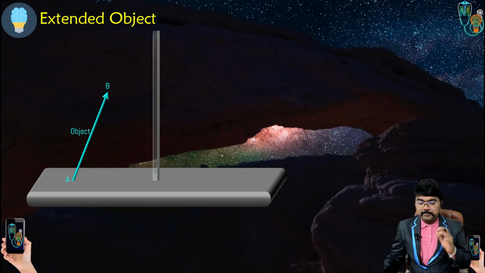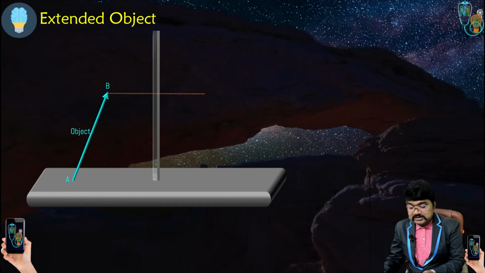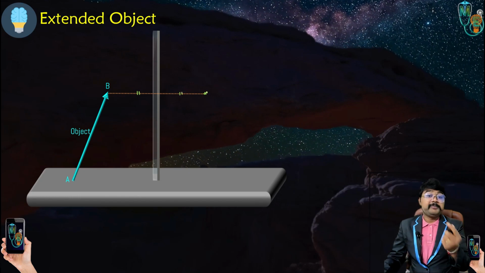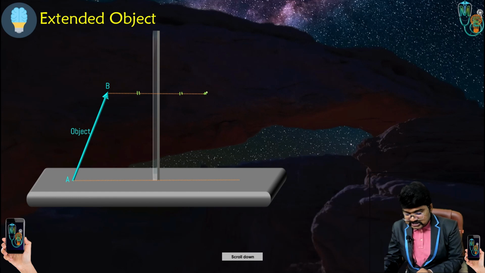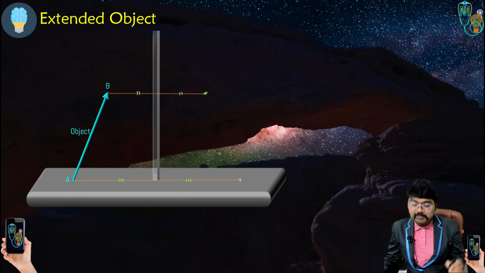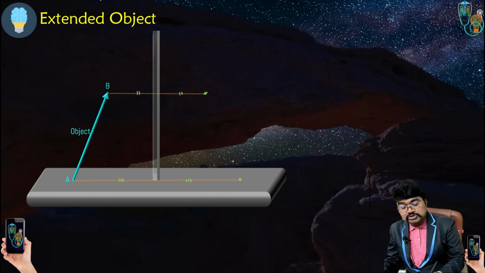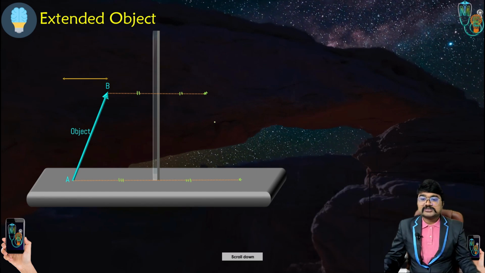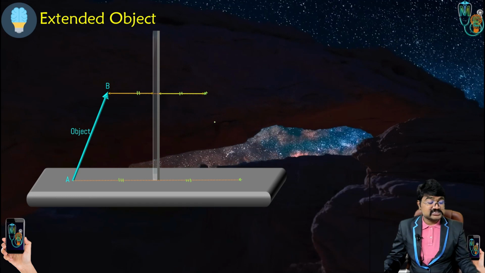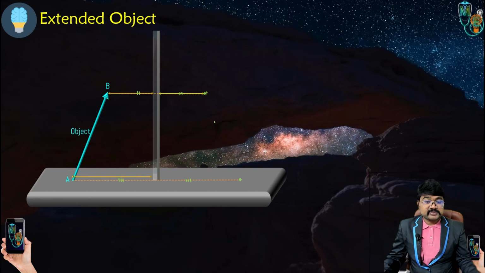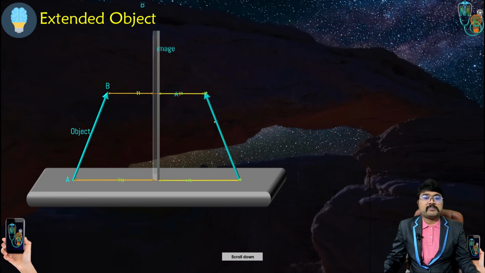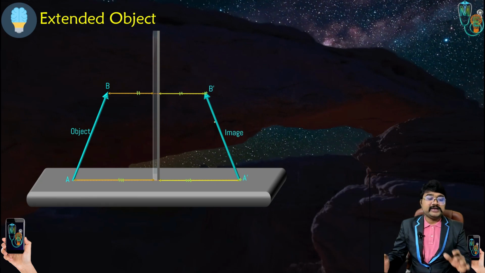So for that, from the point B, we will be drawing a normal. So these two are equal. You will be getting a point B dash. And here also these two are equal. You will be getting a point. So you can join these two points. Then here this distance and this distance are exactly the same. Now image will be formed, here A dash and B dash.